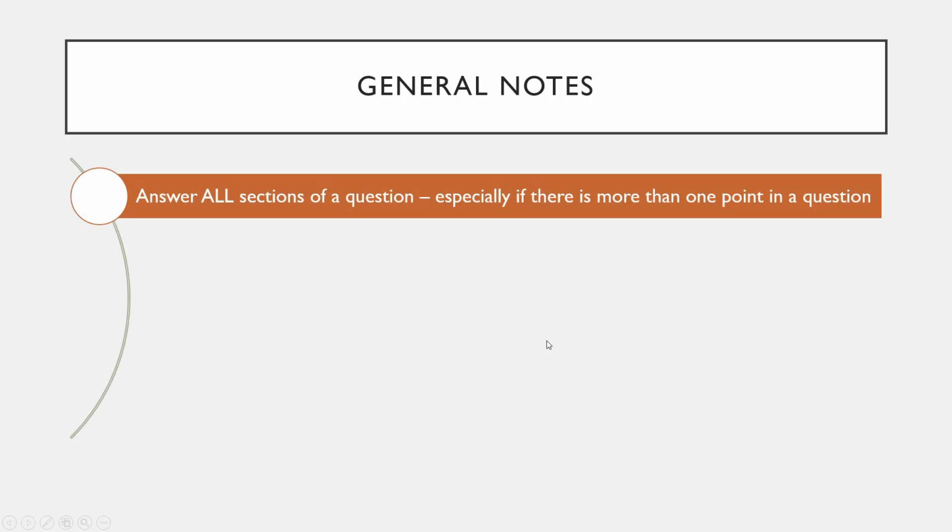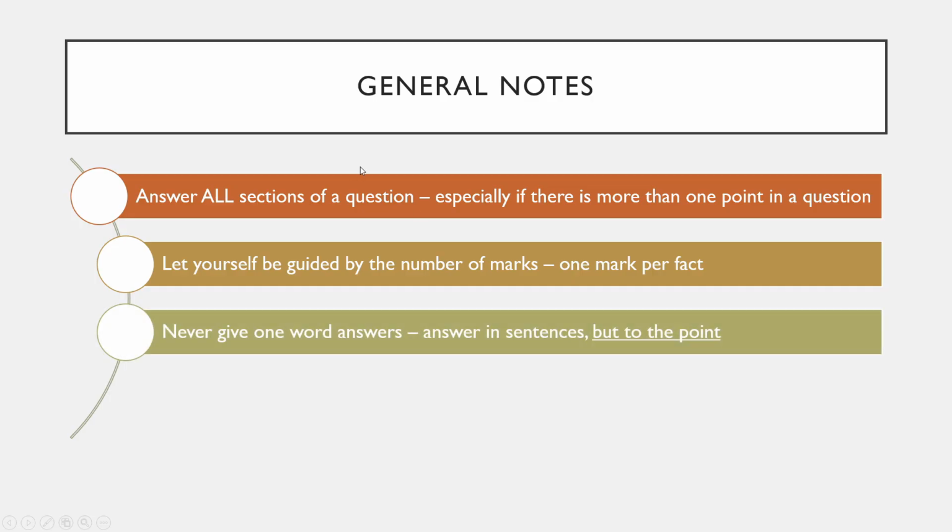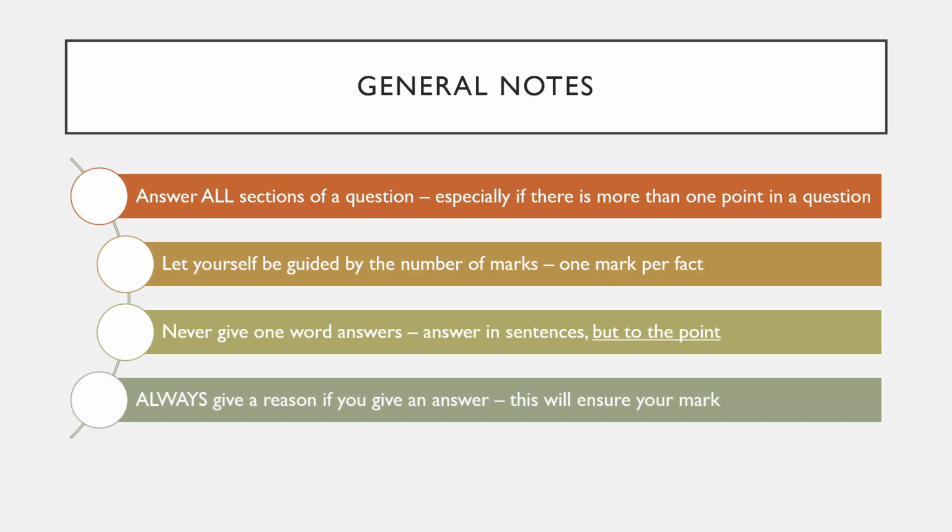Then just some general notes. Answer all sections of a question, especially if there is more than 1 point in a question. Please, very importantly, let yourself be guided by the number of marks. You are looking at 1 mark per fact. So if it's a question that requires a 3-mark answer, you need to provide 3 facts. Never give 1-word answers. Okay, you want to answer in sentences, but to the point. All right? Otherwise, again, you don't get the marks.